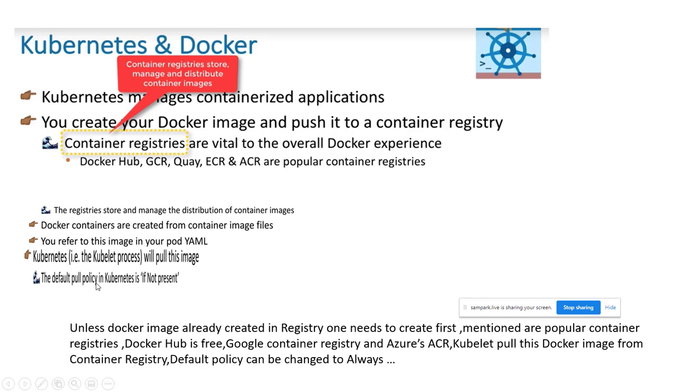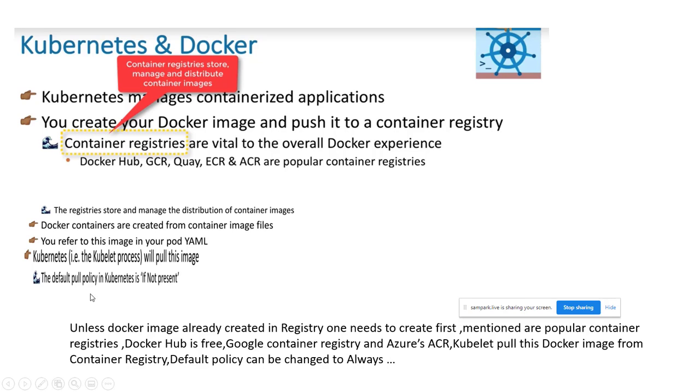About the default pull policy, if not present: when you fire a command like kubectl run this Docker image, first of all it will look into your Linux machine to see whether it already has the image, and then it will not pull that image. But if you change the default policy to always, then even if the local Linux machine has the image, it will still override it.